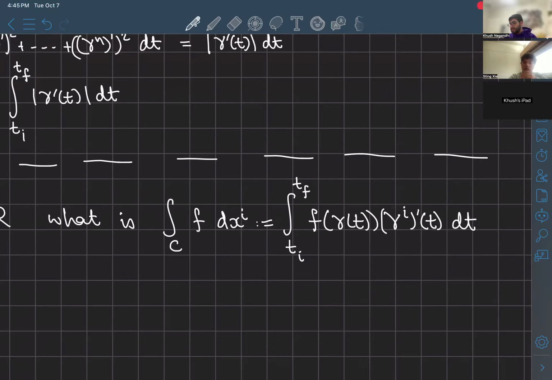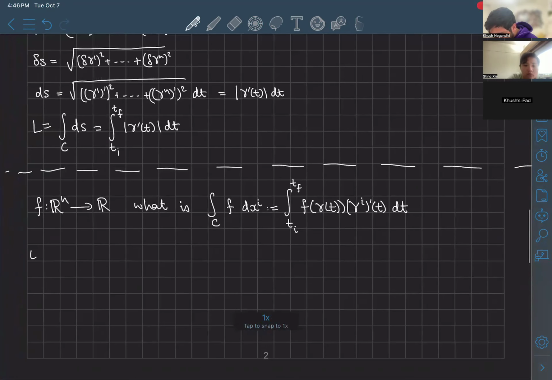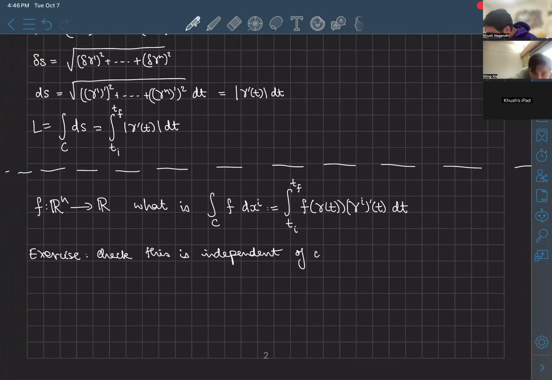And then you can see, with a u-substitution, the integral is independent of the choice of gamma. So I can choose gamma to be anything else that still parameterizes the same curve, and we'll get the exact same integral. One can check this. This is an exercise: check this is independent of choice of parameterization.